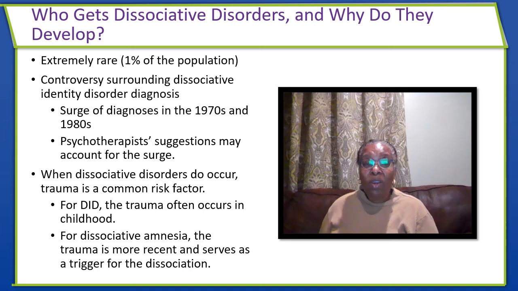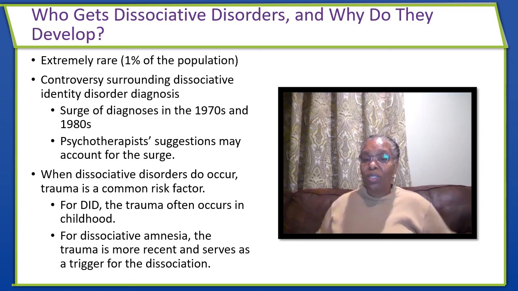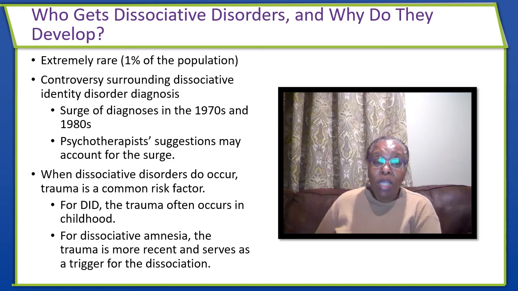There was a surge of diagnosis back in the 70s and 80s, but I think this surge came from the fact that people started learning more about it. So just like with ADHD, we started seeing an increase because one finally just discovered it. So a lot of people said, okay, this must be what they have. Know though that with dissociative disorders, the trauma is the main risk factor, okay? It often occurs in childhood, and usually with dissociative amnesia, it's a more recent type of trauma that would trigger that type of disorder to occur.